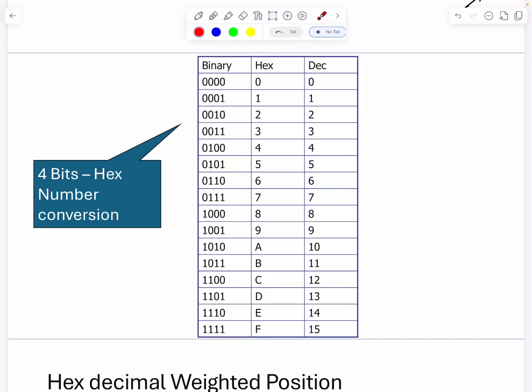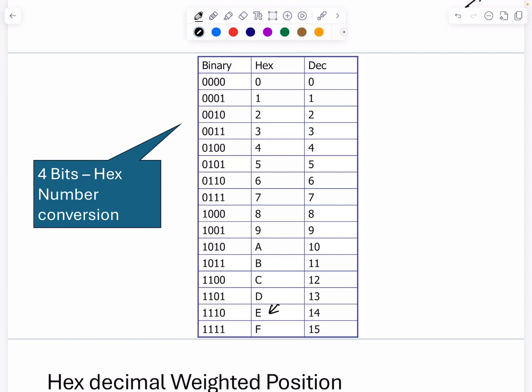1001 is 9. Why? This is 2 power 3, 8. 8 plus 1 is 9. So I have a 9. But in the case of 10, we don't have enough digits, right? I cannot say 1 0, right? 1 0 is a decimal.